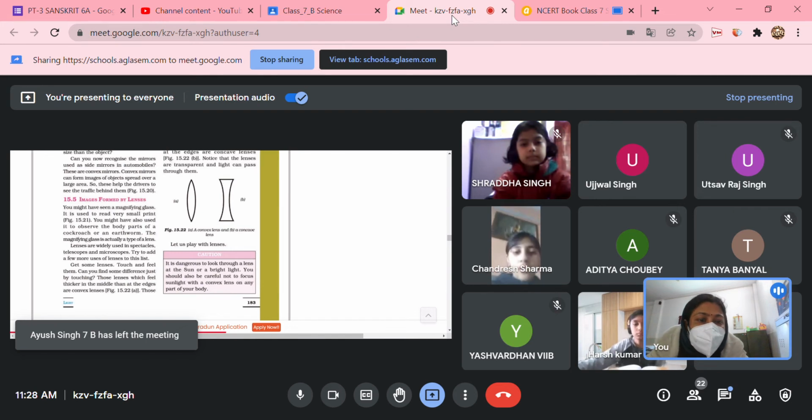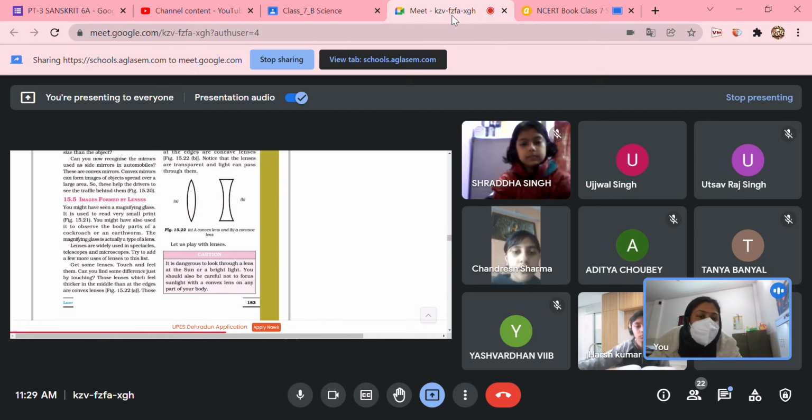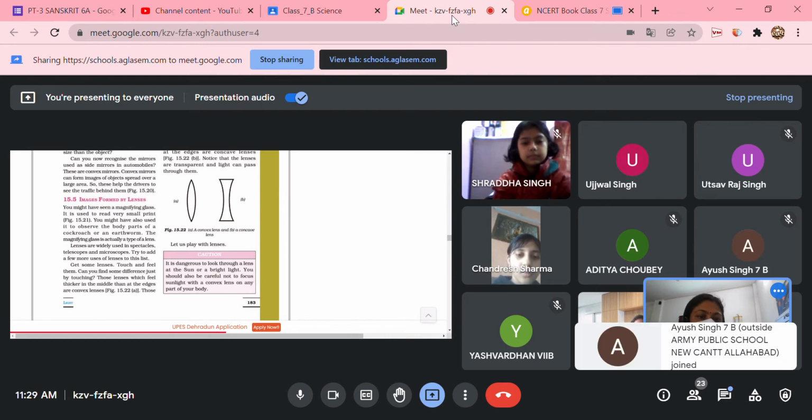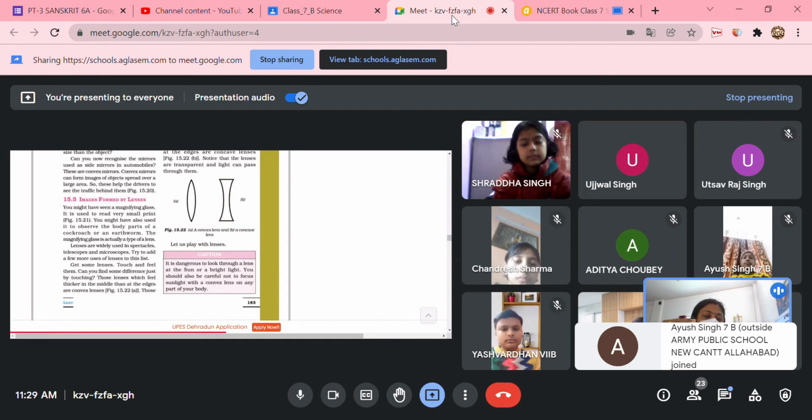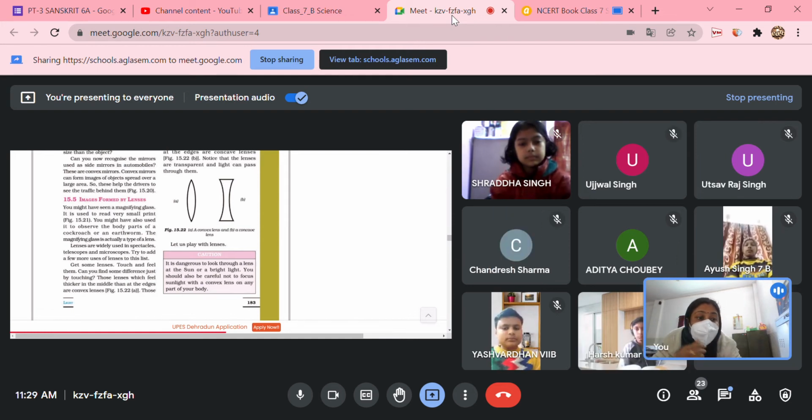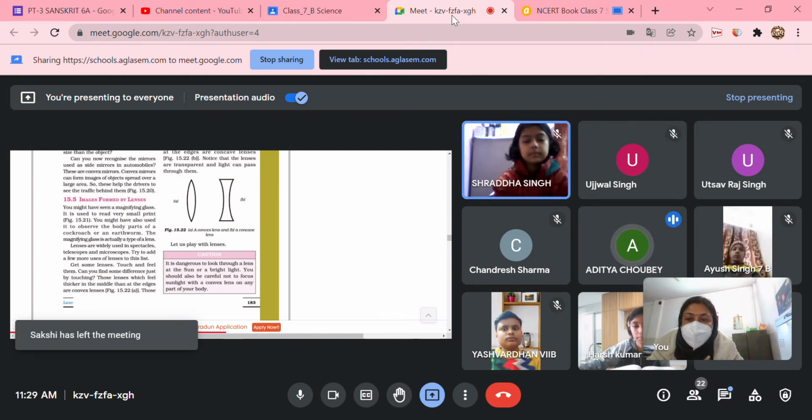So what kind of mirror is there in the two side mirrors of vehicles? That will be a convex mirror. Why a convex mirror? Because a convex mirror can form an image of a broader, larger area in a small space. Okay, is it clear? So these are the uses of convex mirrors.